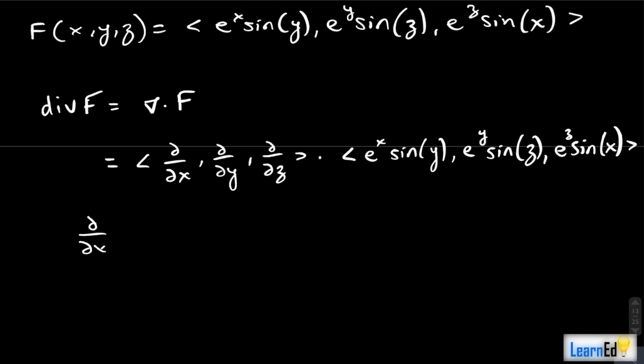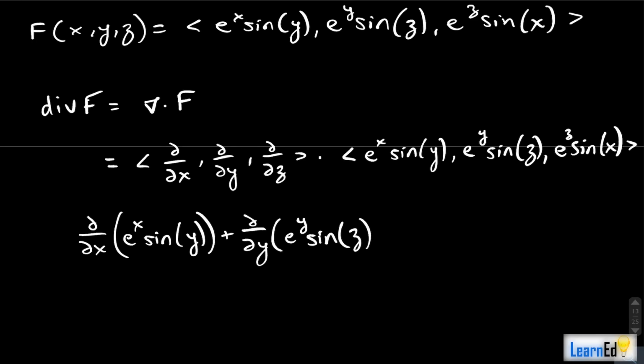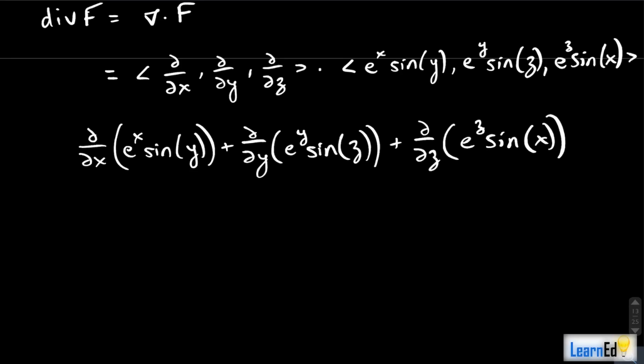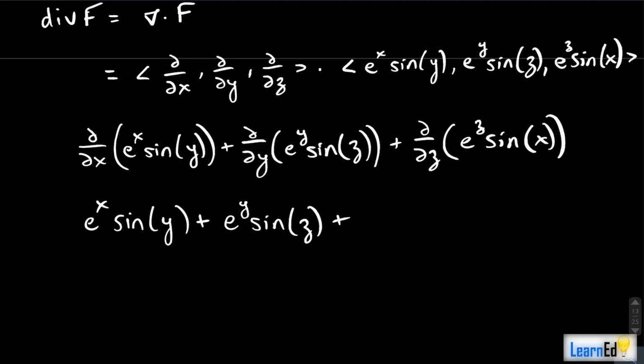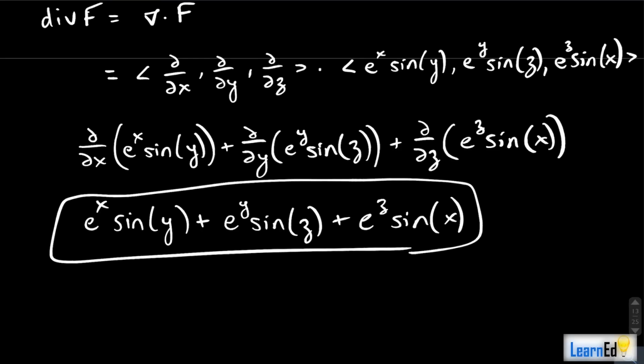So it's going to be d dx of e to the x sine y plus d dy of e to the y sine z plus d dz of e to the z sine x. Okay, so let's take those partial derivatives. We just end up getting sine y. This is going to be e to the y sine z, and this is going to be e to the z sine x. And that is the divergence of your vector field.